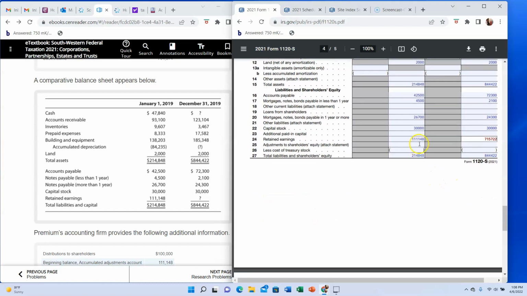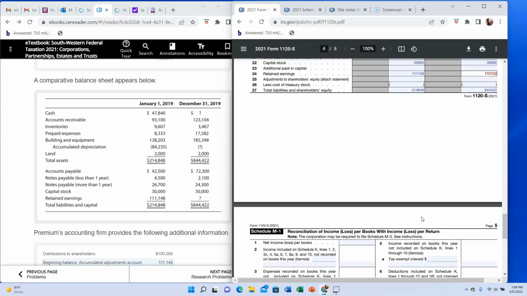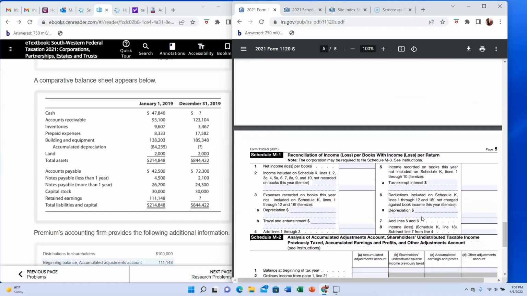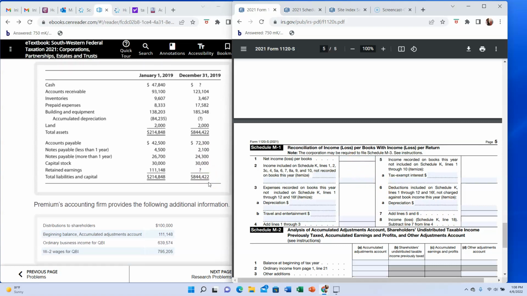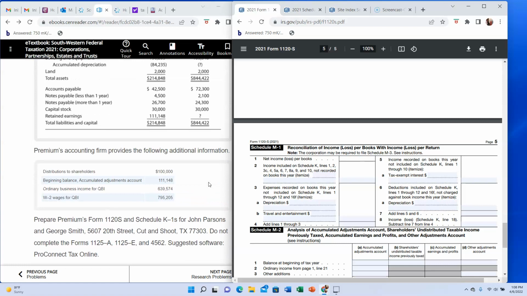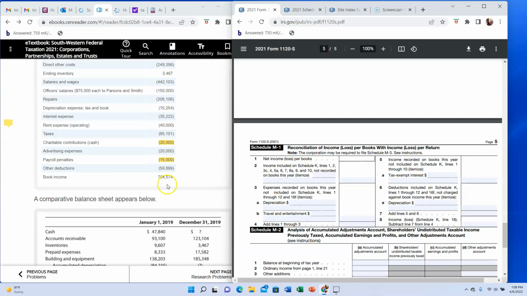Because we have to reconcile these two numbers. Okay, so then the M-1 takes the income per books with the income per return. So they told us the net income per books, somewhere they give it to us. Oh, right here. Book income, 704,574.